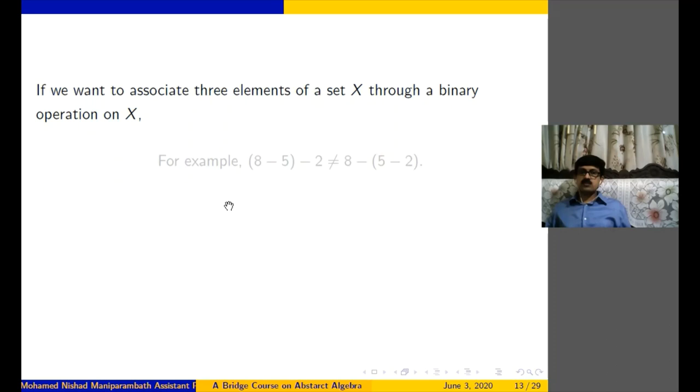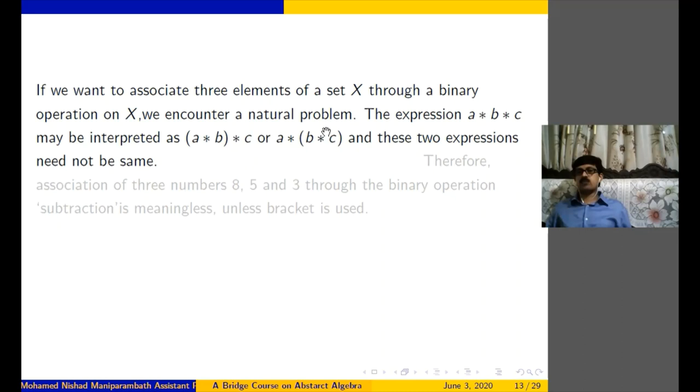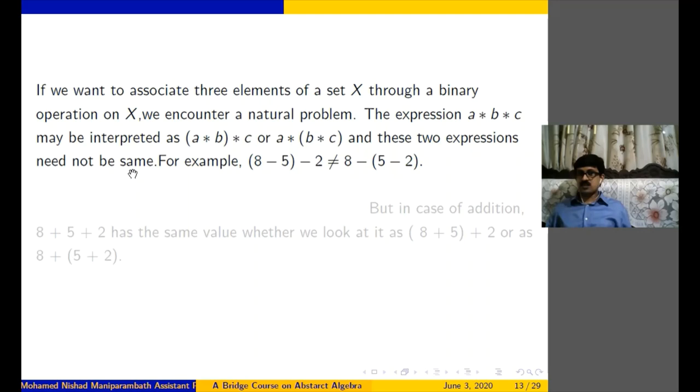If we want to associate three elements of an arbitrary set X through a binary operation, we encounter a natural problem. The expression a star b star c may be interpreted as (a star b) star c, or a star (b star c), and these two expressions need not be the same. If they are the same, we say that it is associative.